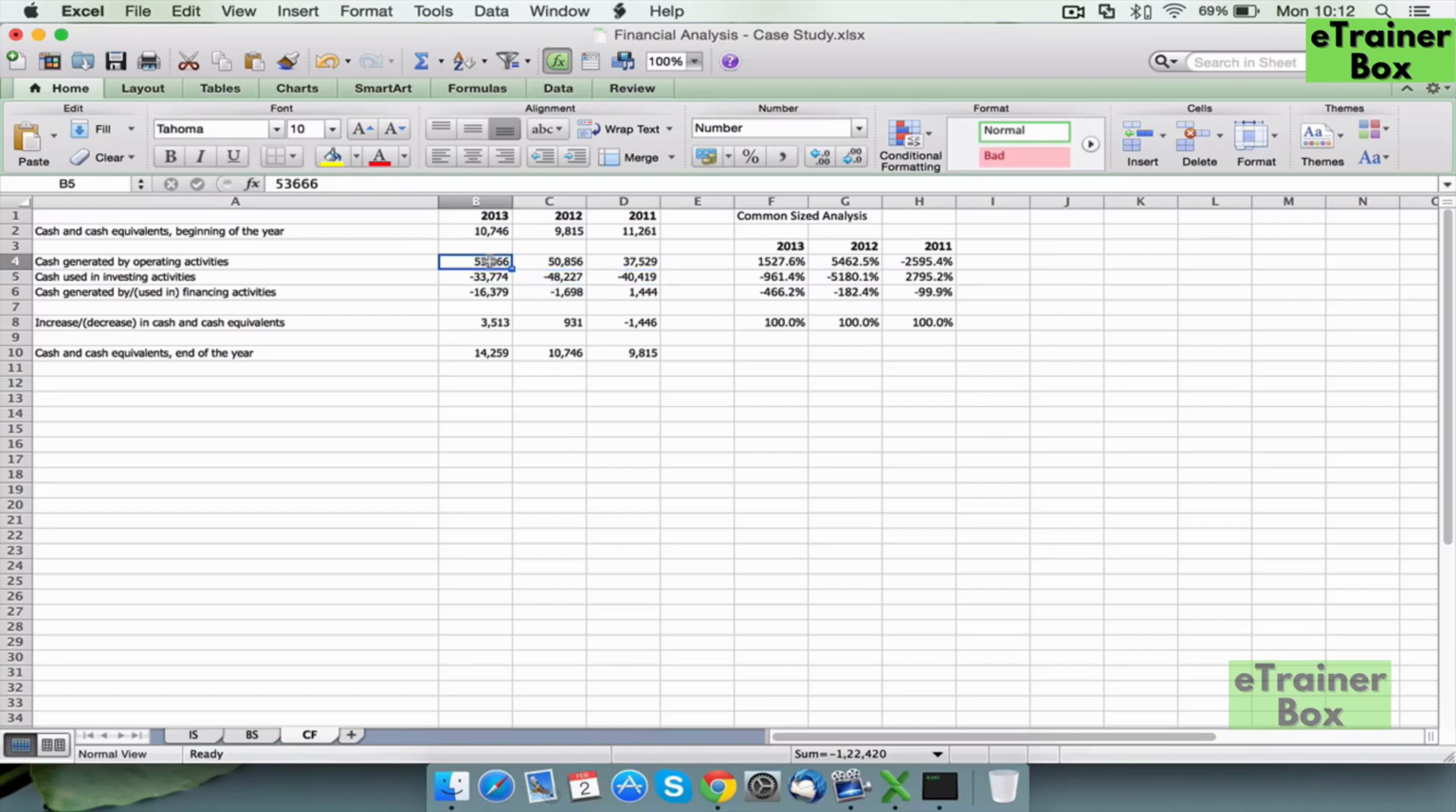So from the operating perspective, it is really good because Apple Inc. has been generating adequate cash. So the cash flow analysis gives us two vital points. The cash generated from operations is quite good. At the same time, Apple Inc. is losing money, or rather investing money in investing and financing activities.